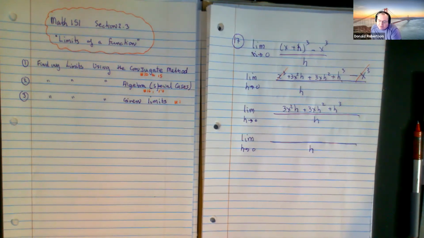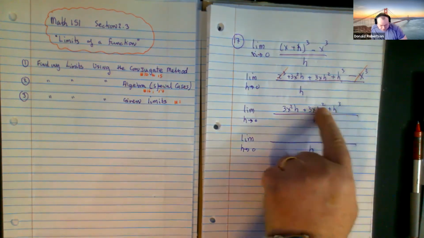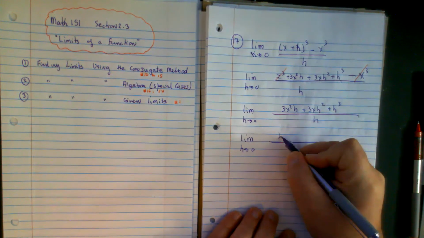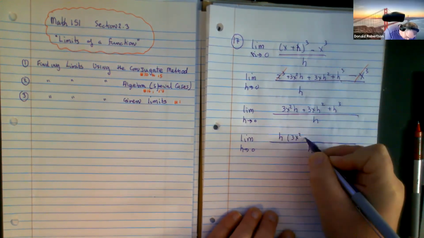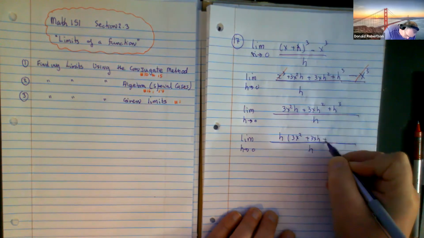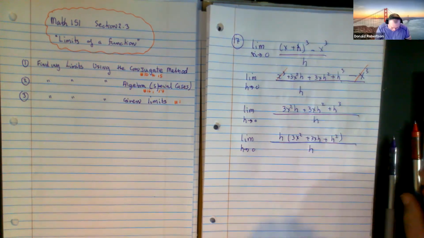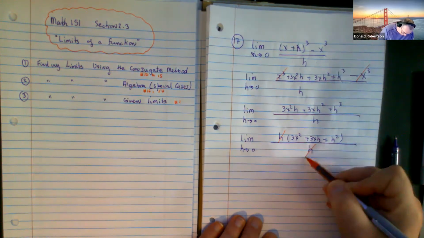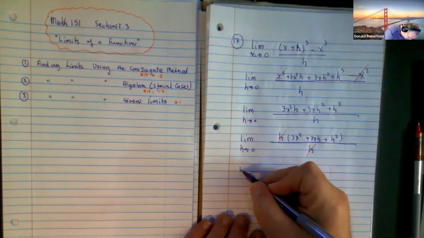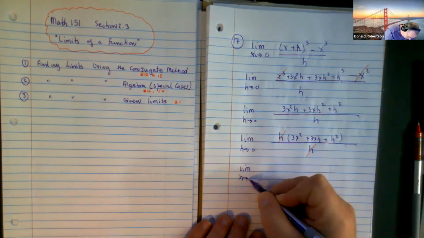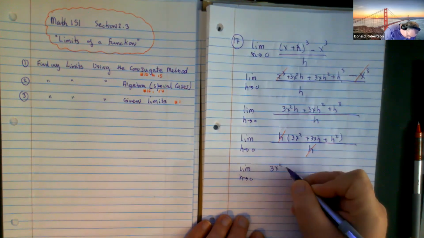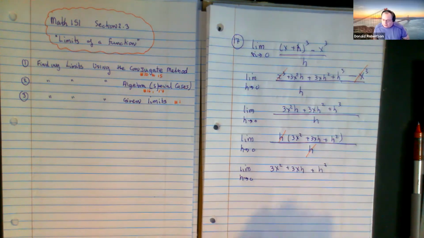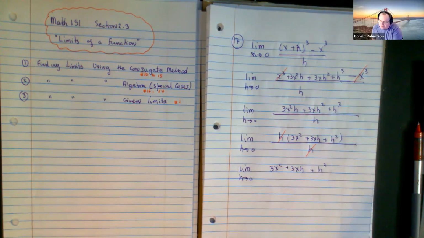Can you see anything that might be helpful to do to the top expression? Factor an h. Okay. If you take out an h, you get 3x squared, 3xh, and an h squared. Can you see why that's a good idea? Because I can now cancel these, and we are simply going to be left with 3x squared, 3xh, and an h squared. Right. Technically over 1, but nobody would write it that way.